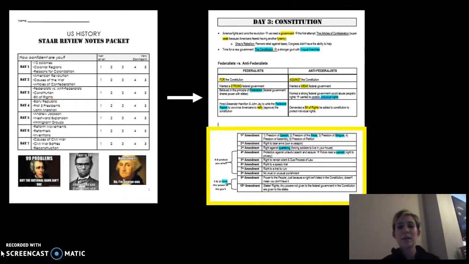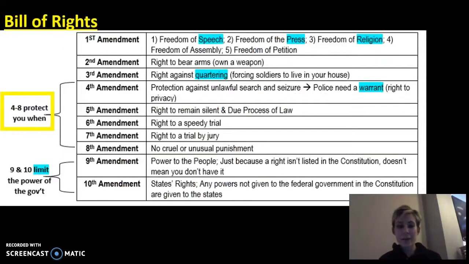Okay, so let's take a look at the Bill of Rights, which are the first 10 amendments of the Constitution. Before we dive into specifics, I want to highlight some trends that could help you out on the STAAR. So if you come to a question about amendments, keep in mind that Amendments 4 through 8 are there to protect you when you get arrested, when you get pulled over. So they're there to protect you when you're up against the law.